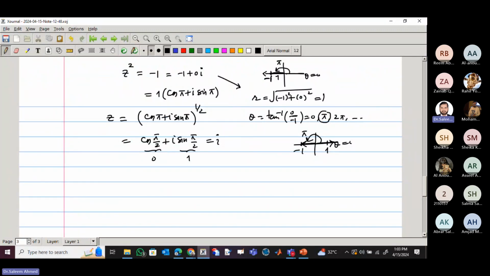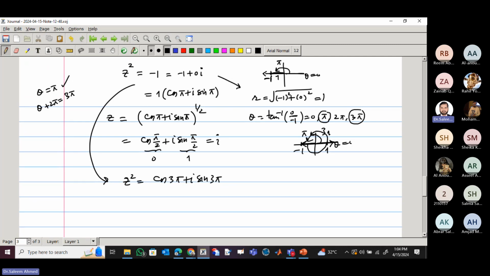So what I can do is pick another argument. This was the principal argument. This was just theta. Theta was pi. Another argument is theta plus 2 pi. If I add 2 pi, this is another argument which becomes 3 pi. So I can write another polar form, which is cos 3 pi plus iota sine 3 pi. Because after 2 pi, we have 3 pi, and 3 pi also gives me the same direction, the negative x-axis. Pi, and adding one more 2 pi, this is 3 pi.